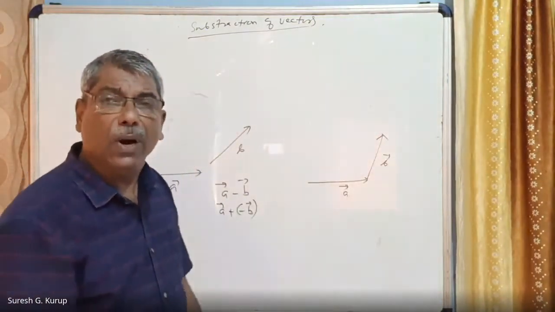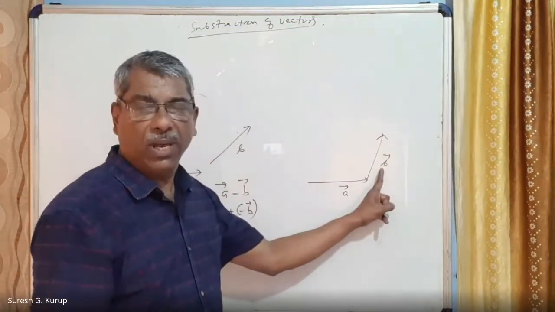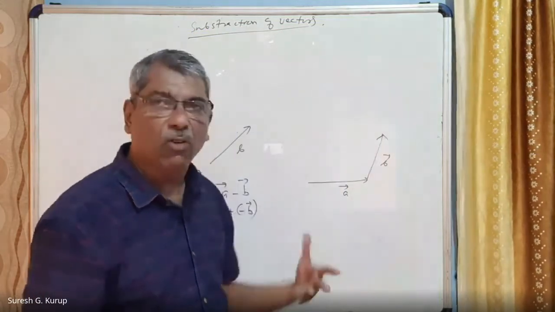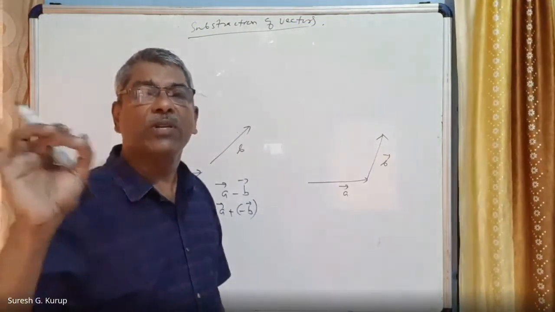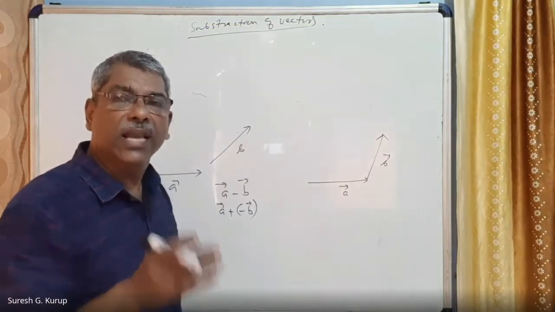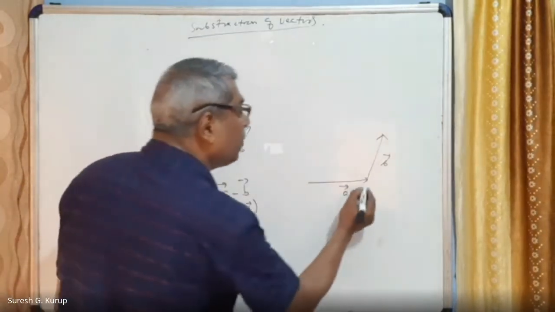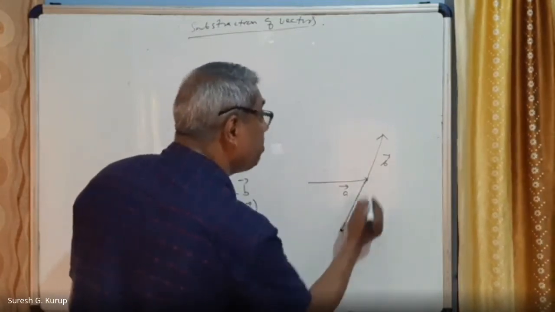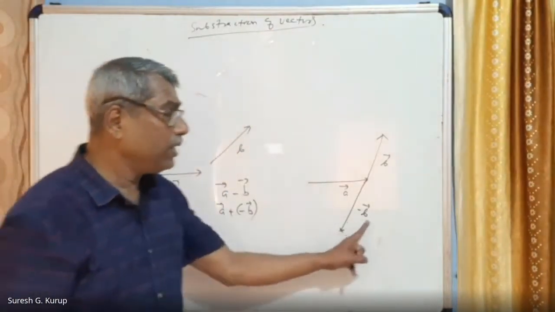But we want A minus B. This is vector A, and this is plus vector B. In this case, we will not get A minus B. So we have to make negative vector B. Negative vector B is a vector acting in the same line, but in the opposite direction, with the same magnitude. You will make another vector having the same magnitude as B, but in the opposite direction. Then you will write minus B.